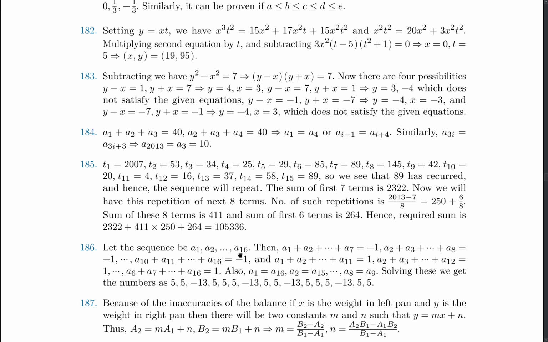For example, if you observe the first equation and the second equation, if you subtract, A2 will get cancelled, up to A7 will be cancelled, you will get A1 minus A8. So A1 would be equal to A8. You continue this and you will find that A1 is equal to A16, A2 is equal to A15 and so on. And you solve and you'll get the numbers as 5, 5, minus 13, 5, 5, 5, minus 13, 5, 5 and so on. So it's a simple arithmetic problem.